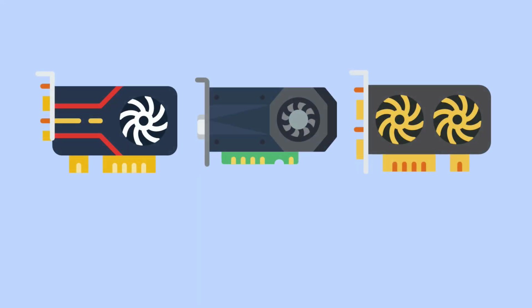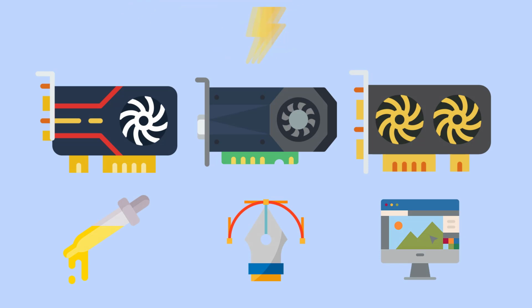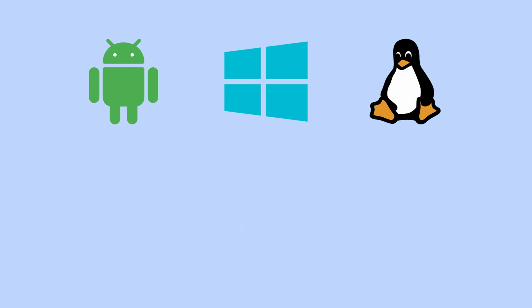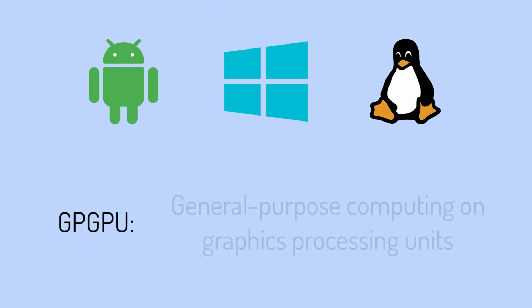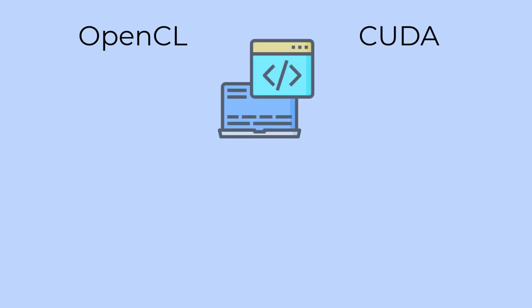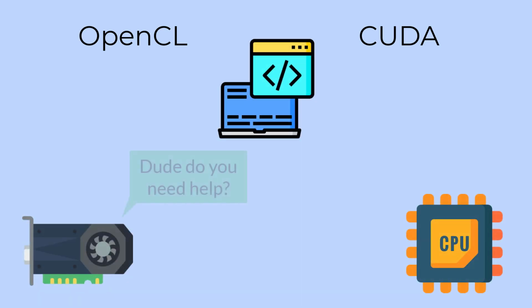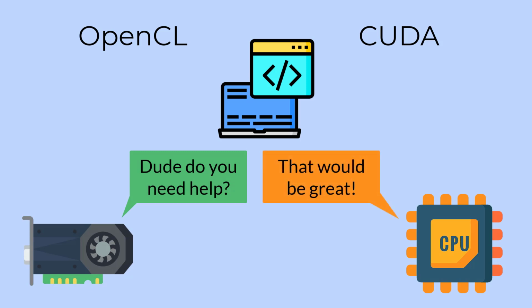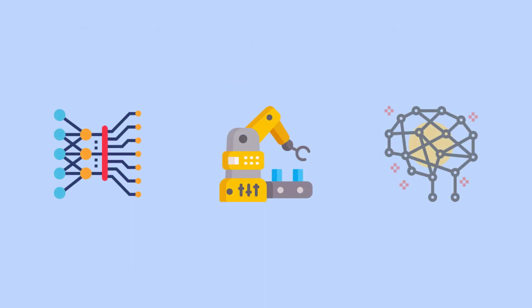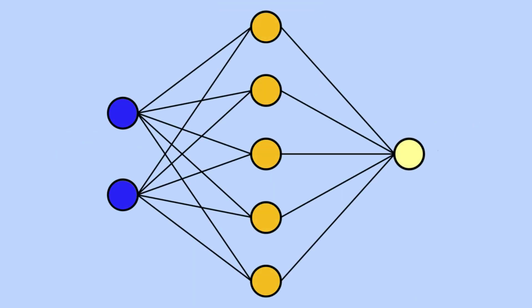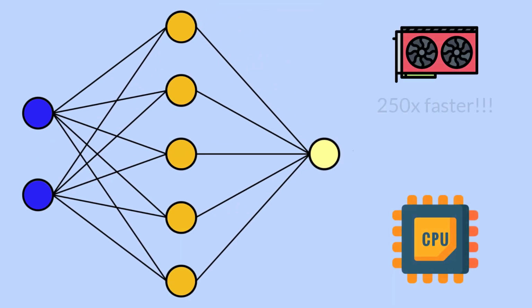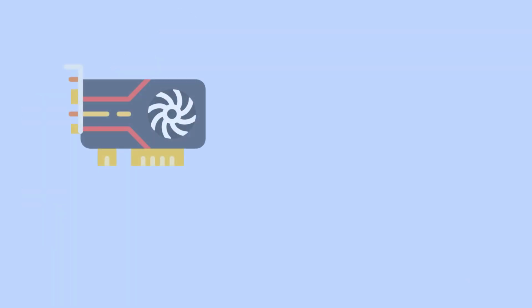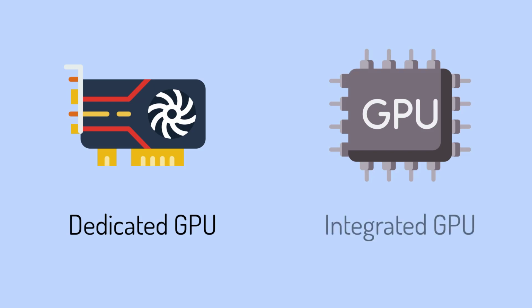While GPUs excel at rendering graphics, the raw power of a GPU can also be used for other purposes. Many operating systems and software programs now support GPGPU, or General Purpose Computations on Graphics Processing Unit. Technologies like OpenCL and CUDA allow developers to utilize the GPU to assist the CPU in non-graphics computations. This can improve the overall performance of a computer or other electronic device. With the emergence of deep learning, machine learning, and artificial intelligence, the importance of GPUs has increased. In research done by Indigo, it was found that while training deep learning neural networks, GPUs can be 250 times faster than CPUs. In general, we have two types of GPUs: a dedicated GPU and an integrated GPU.